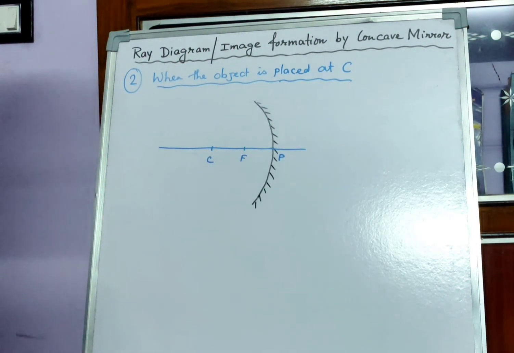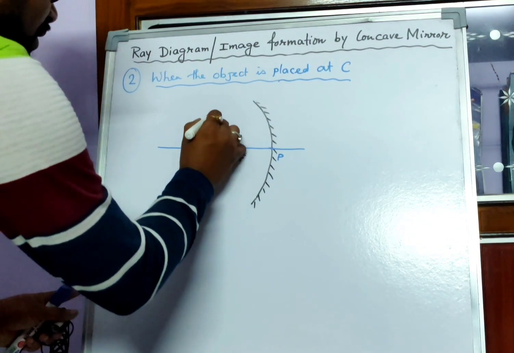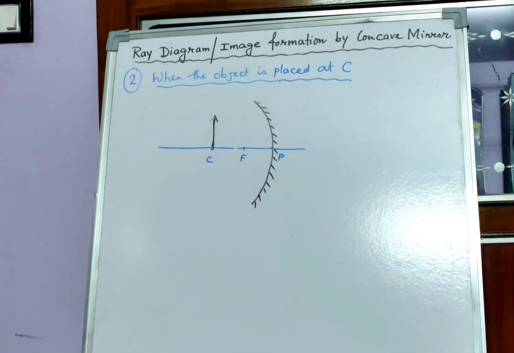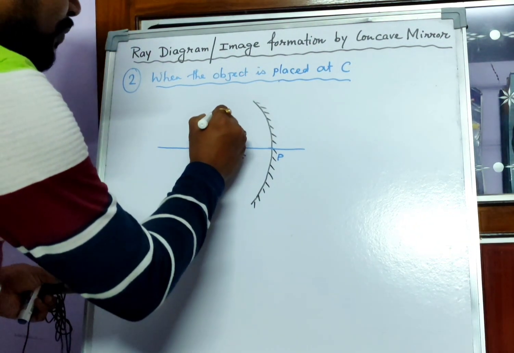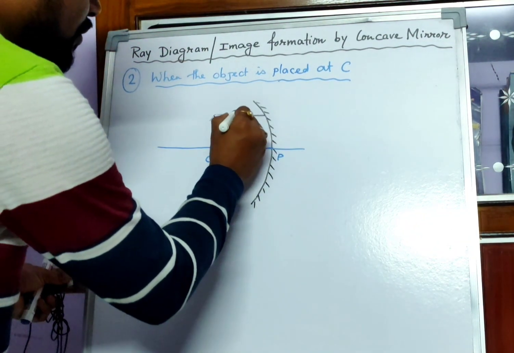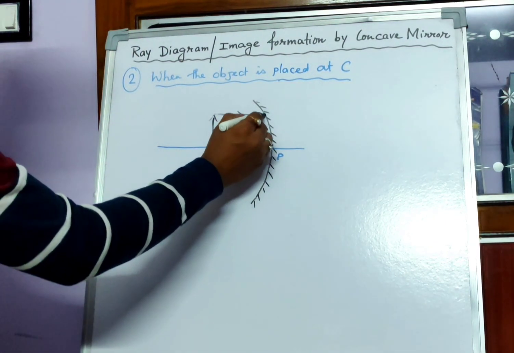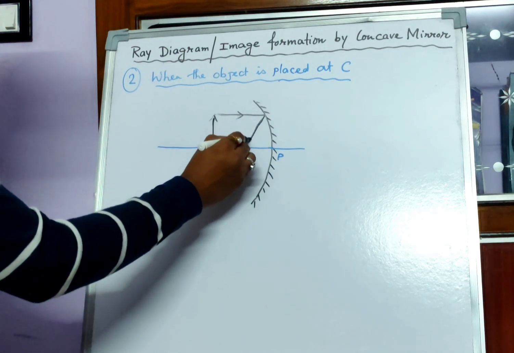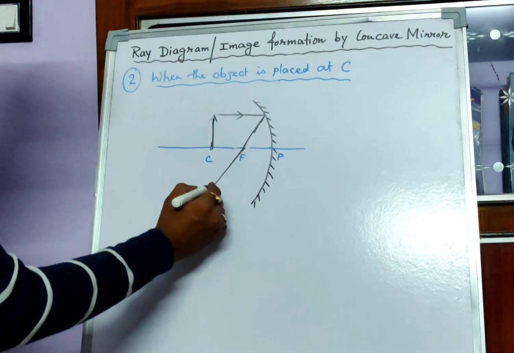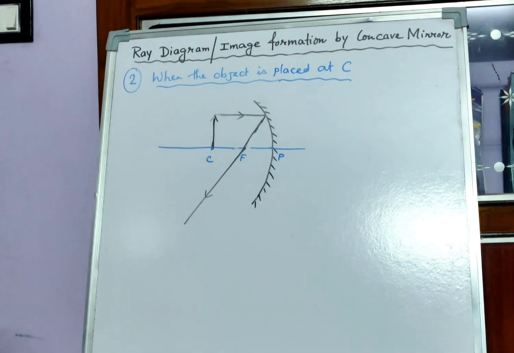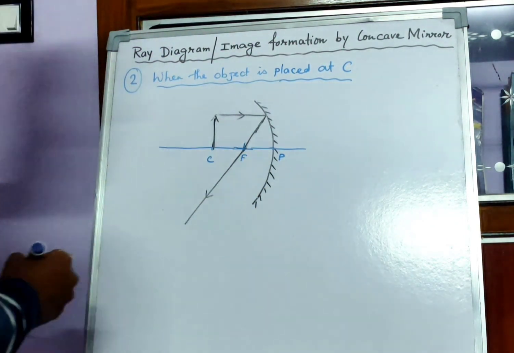Now if you place an object exactly at C, at the center of curvature, this is the object, how will the image form? First, any ray which is parallel to the principal axis, I am just using the property to draw the ray diagram. It's a very simple thing actually. After reflection, it will be passing through the focus. So remember that any ray which is parallel to the principal axis will pass through the focus.